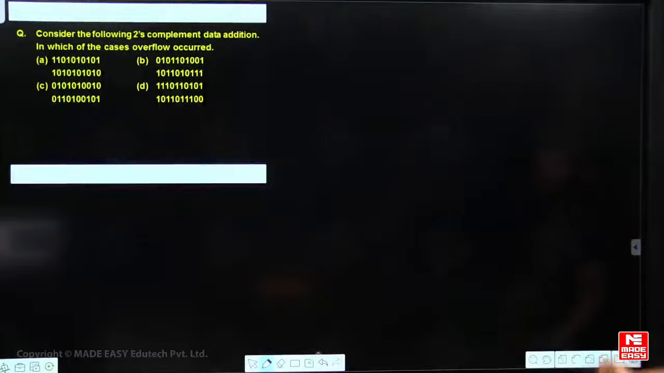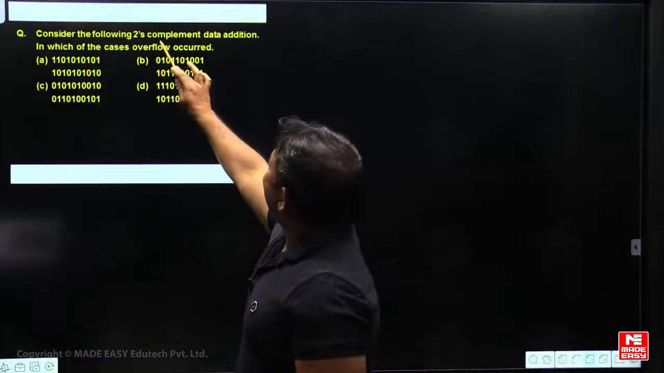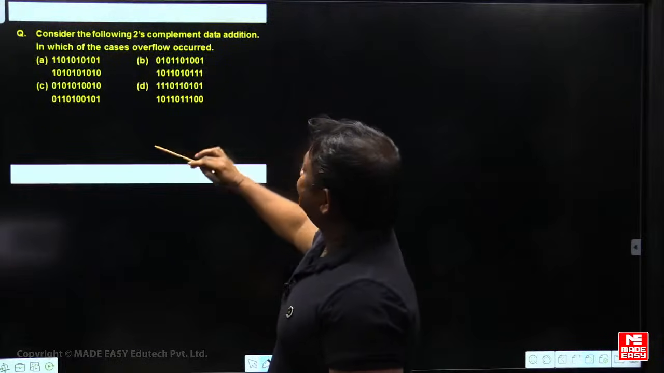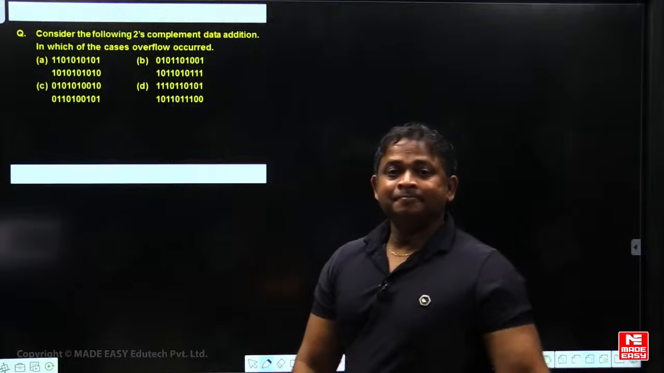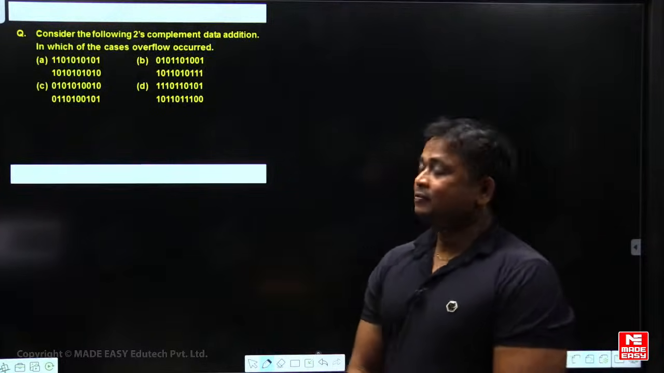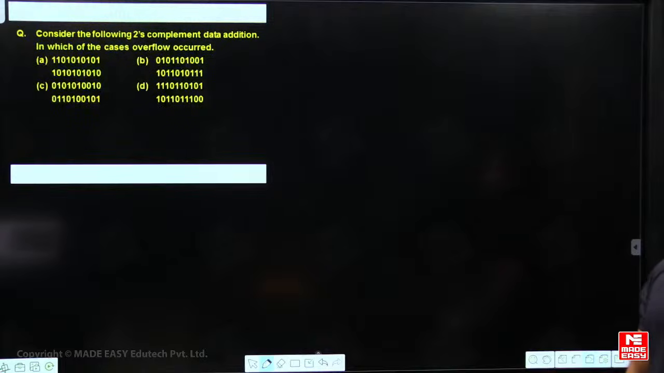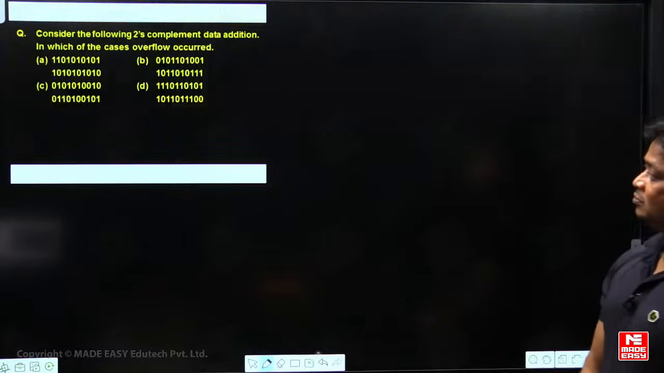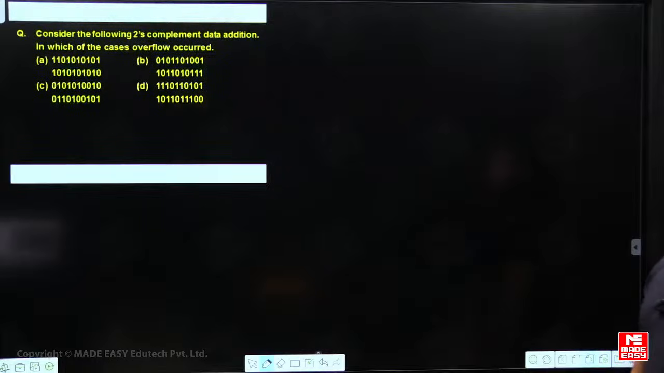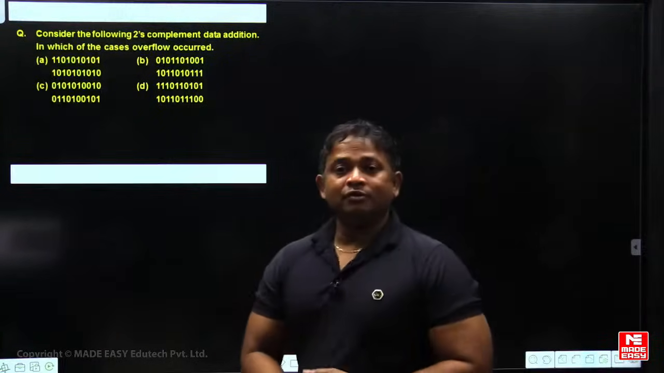Right? Verify. Consider the following, in which of the cases overflow occurs. The question. Consider the following, of the cases overflow.